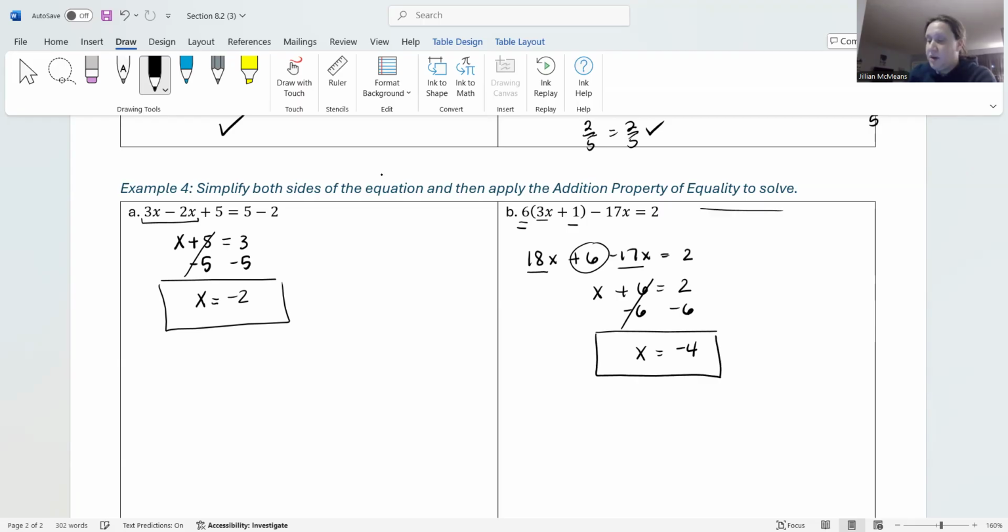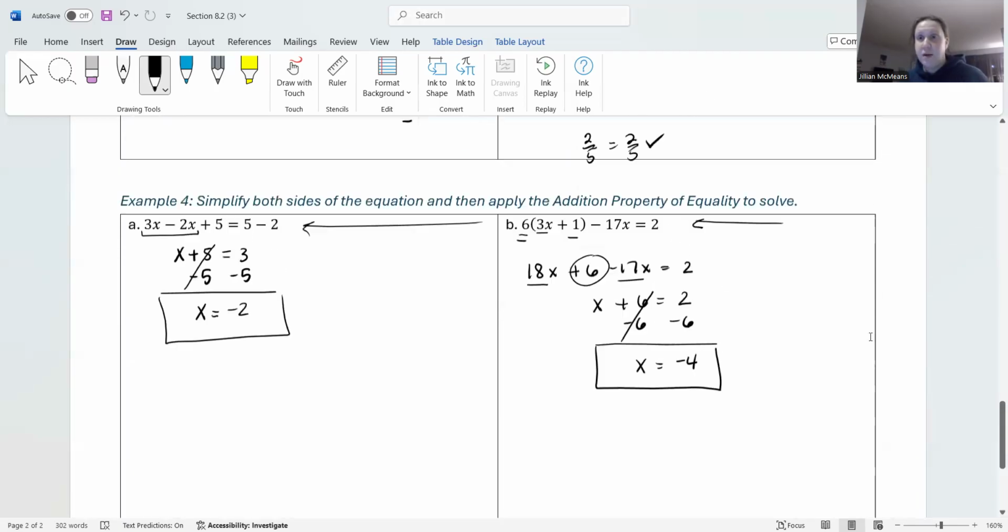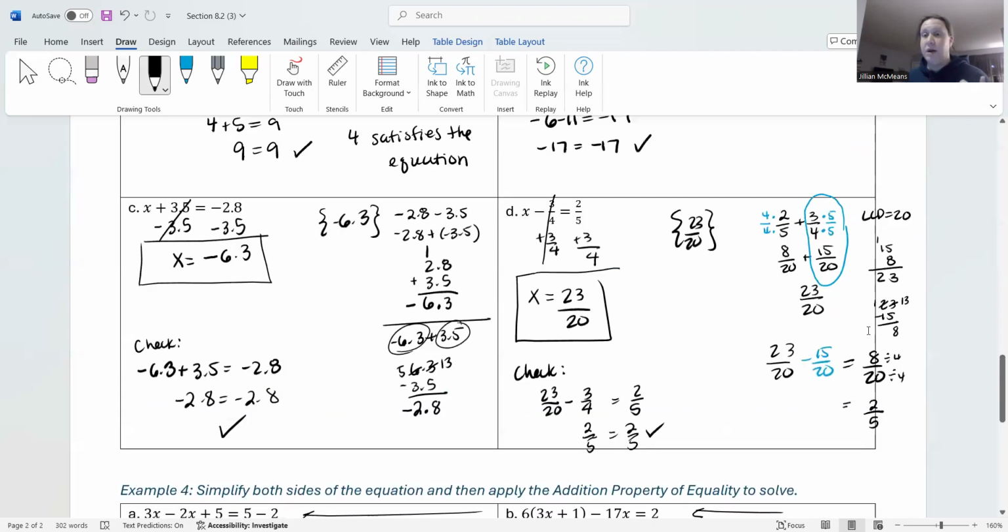So even though this equation here and this equation here, they looked really complicated, by doing just a little bit of combining like terms and simplifying, we were able to get to something where we could use the property that we know, which is the addition property of equality. Okay, so that's it for the addition property of equality. In the next worksheet, we're going to look at the multiplication property of equality.